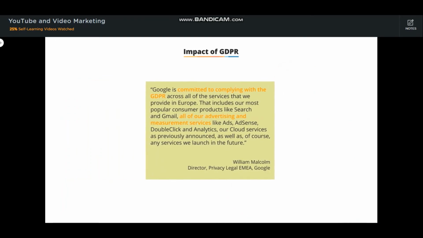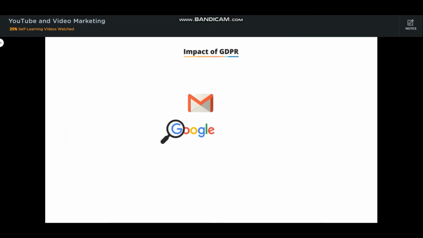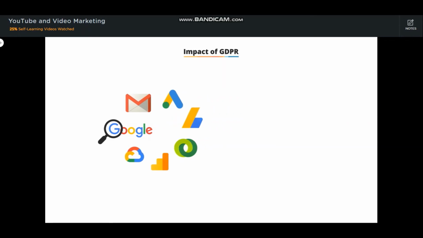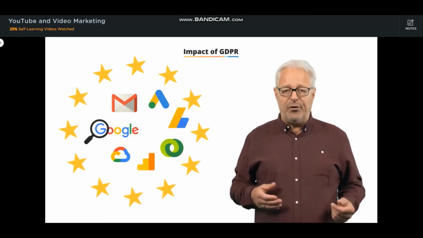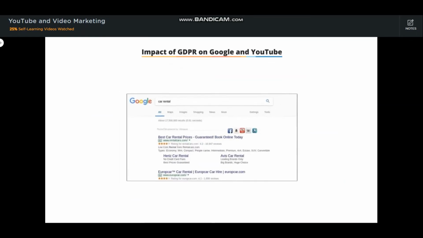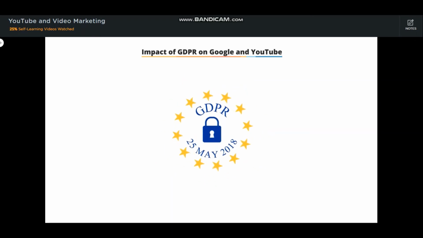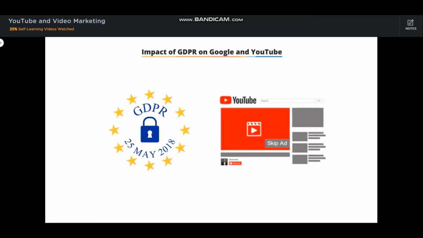That includes our most popular consumer products like Search and Gmail, all of our advertising and measurement services like Google Ads, AdSense, DoubleClick and Analytics, our cloud services as previously announced, as well as, of course, any services we launch in the future. So Google has implemented the GDPR guidelines across all their products. And what does this mean for advertising on Google and YouTube? First of all, the standard keyword search advertising on Google and YouTube will not be affected by GDPR guidelines.